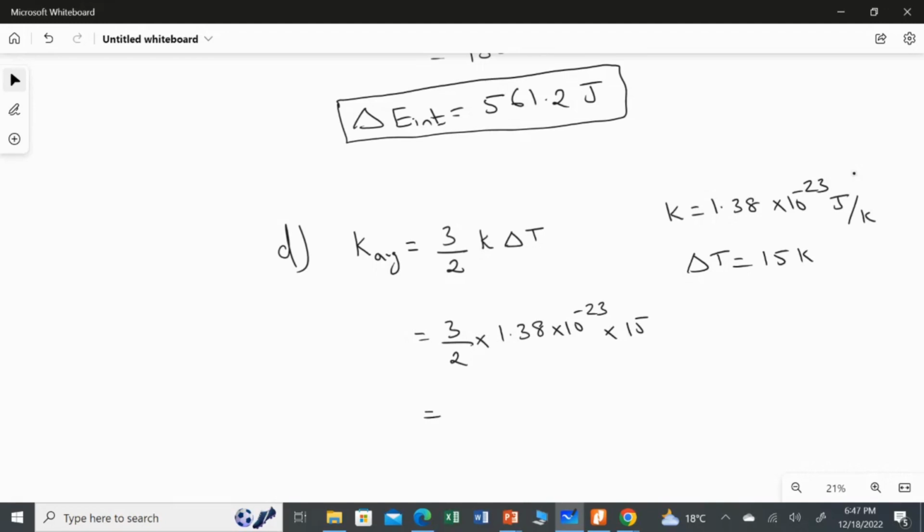I got the answer as 3.105 multiplied by 10 power minus 22 joules. So this is the answer for the last question.